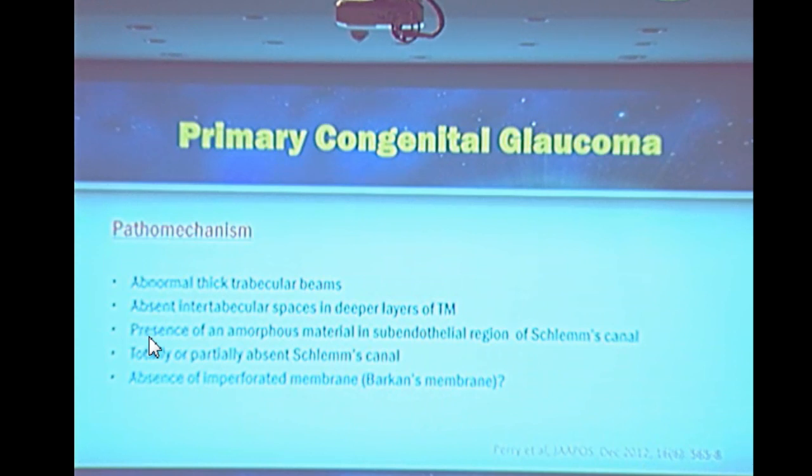So we can say that there is nothing called Barkan's membrane. Yes, it is in the history, but up to now nobody has proven that there is an imperforate membrane in front of the trabecular meshwork and Schlemm's canal, preventing the aqueous humor from passing to Schlemm's canal. This is very important.